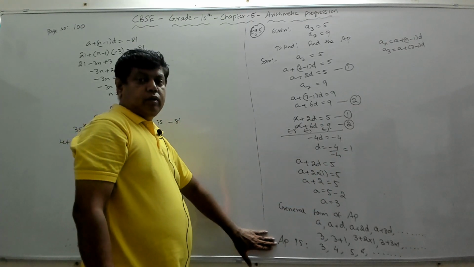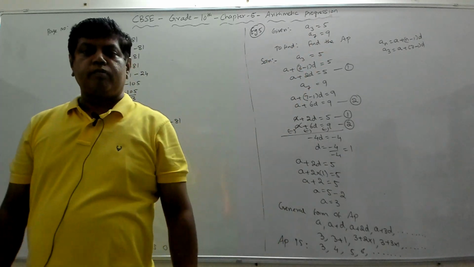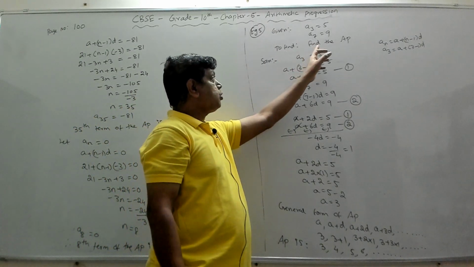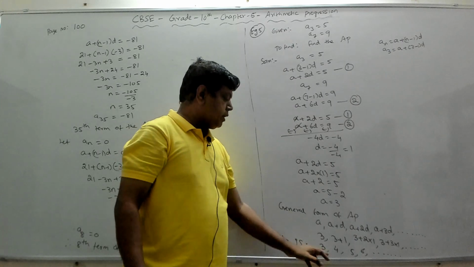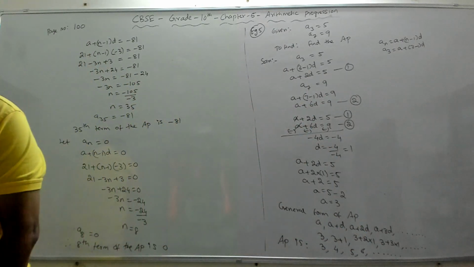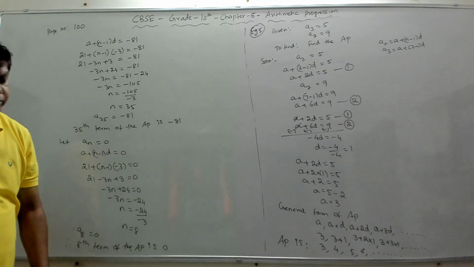This is the AP in which the third term is 5 and the seventh term is 9. So we were supposed to find the AP and we found the AP. The AP is 3, 4, 5, 6, dot, dot, dot. So that is your answer. Fine. Now let's go to the sixth question.